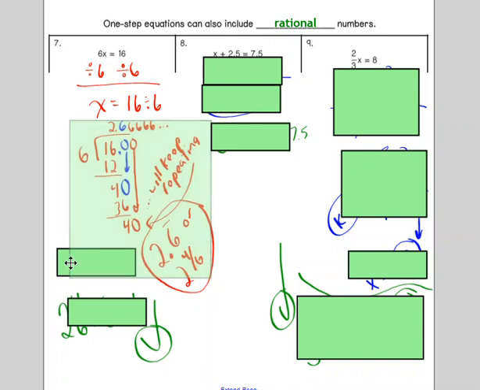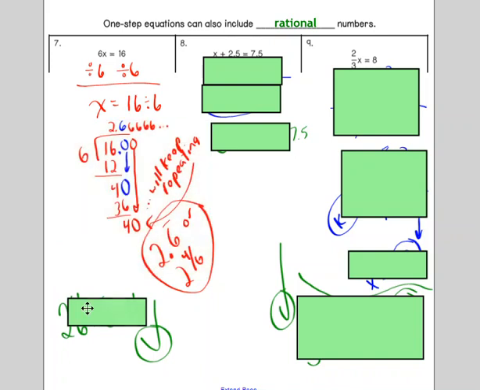All right, so that's what we figured out right here. And we want to check that work. So I would plug it back in, 2 4/6 or 2 2/3 times 6. And if I work that out, I should get 16. All right, and in this case, I do.